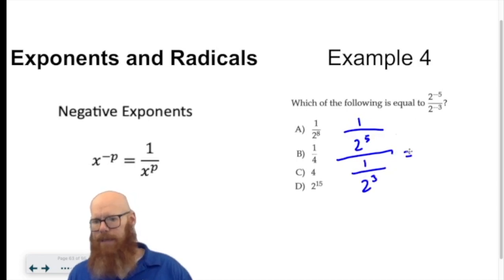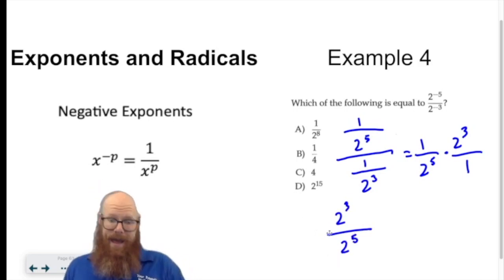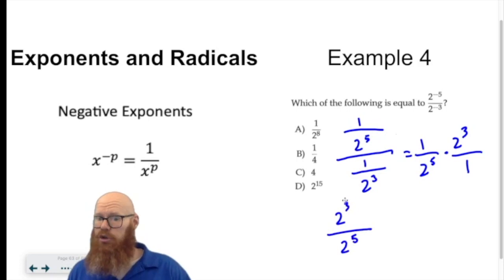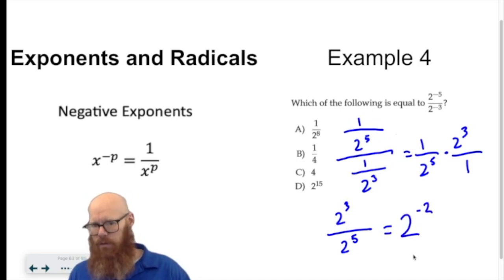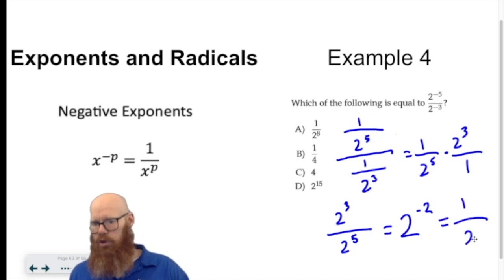Then I do the keep change flip, so it's 1 over 2 to the fifth times the reciprocal of this, which is 2 cubed over 1. So then I end up really getting 2 to the third over 2 to the fifth. And then I can subtract our exponents, which is really 2 to the negative 2. And finally, 2 to the negative 2 is 1 over 2 squared, and 2 squared is 4, so it's 1/4.